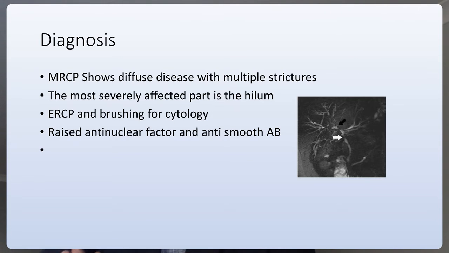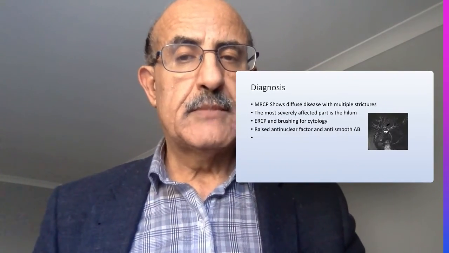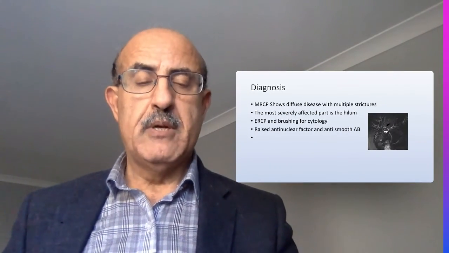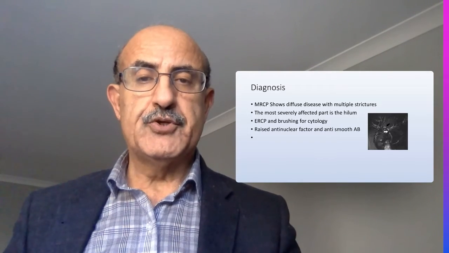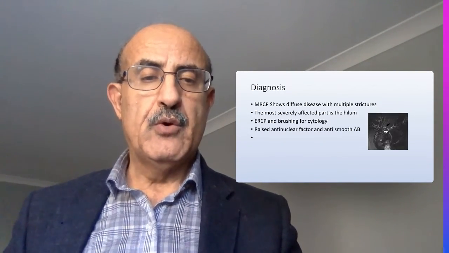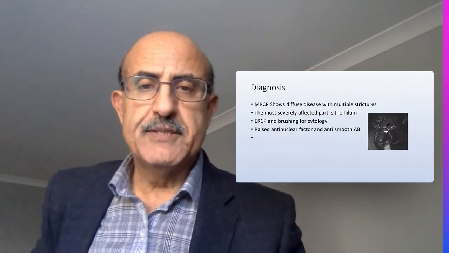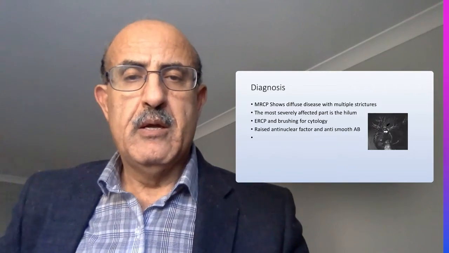Also, what helps in the diagnosis is the blood test. These patients tend to have raised anti-nuclear factor, anti-smooth muscle, and anti-mitochondrial factors, which will help us to substantiate the diagnosis. But the diagnosis basically is based on radiology, and the MRCP and the ERCP is the cornerstone of the process of diagnosis.